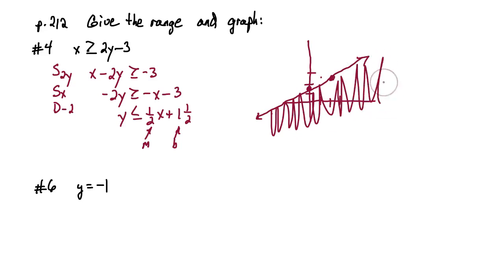We're asked to give the range of this. What are all the y values that would be covered by this shaded in section? Because the line continues forever downwards, you're going to end up shading forever in the negative direction. But because the line also continues up forever, eventually you'll be shading upwards in the positive direction to infinity. So the range is all real numbers.